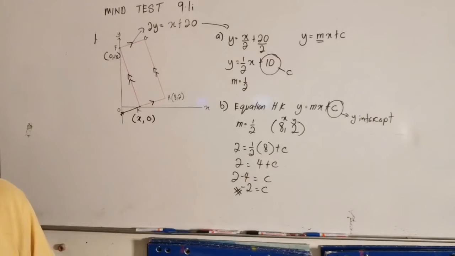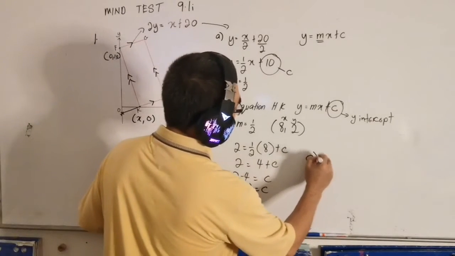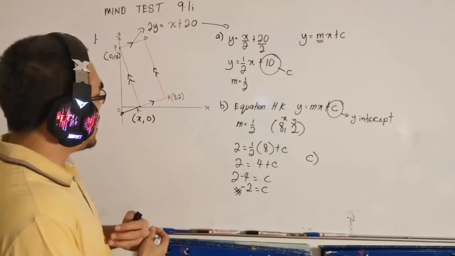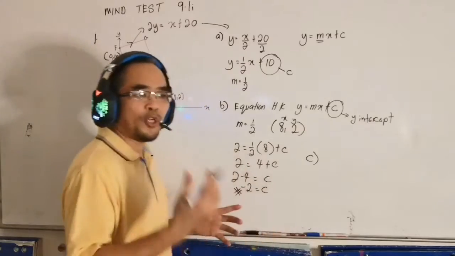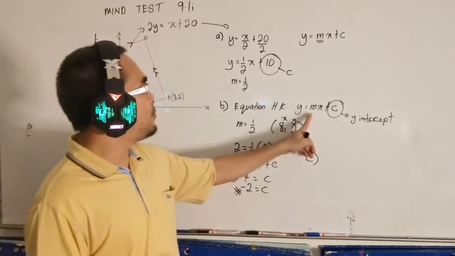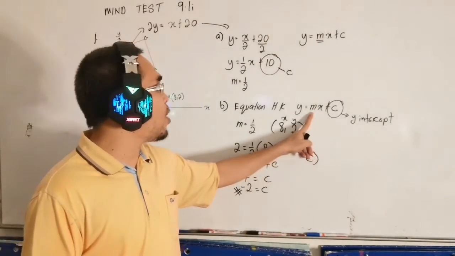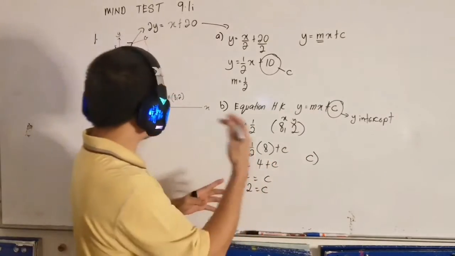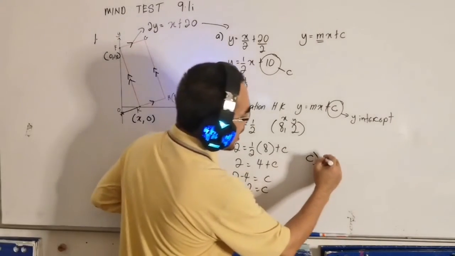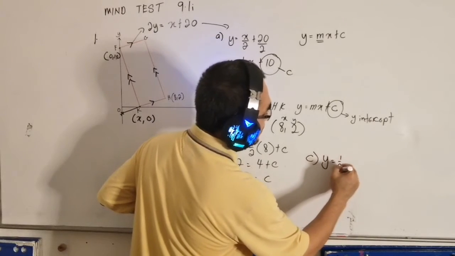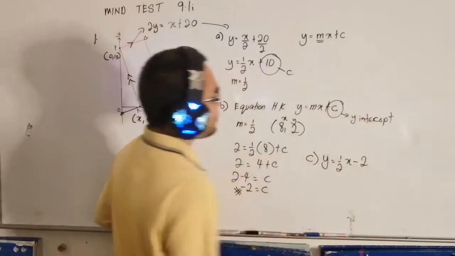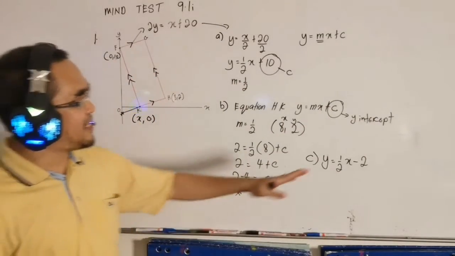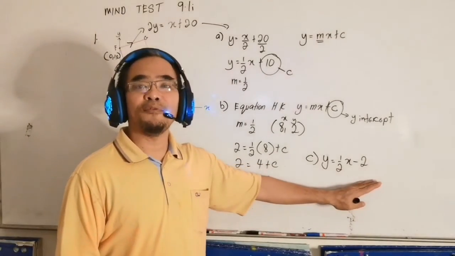And then C, the equation of this line HK. The answer for C, actually we have it already. We just have to rewrite, which means putting in the values of m and c. So the equation of HK is y equals 1 over 2 x minus 2. This is what we call gradient form.